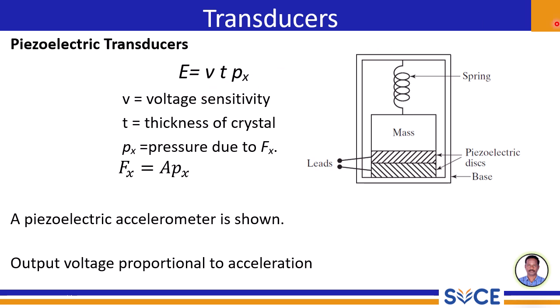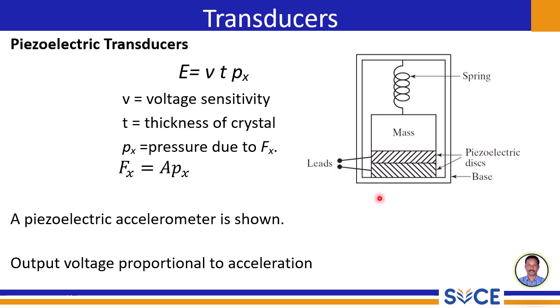The schematic diagram we can see here is a piezoelectric accelerometer. Let's see the components. We have a base that is subjected to vibration. Resting on this base is a piezoelectric disc. Above the piezoelectric disc is a mass, and this mass is often preloaded against the piezoelectric disc by a spring. Leads are connected to the piezoelectric disc to carry the electric signal.